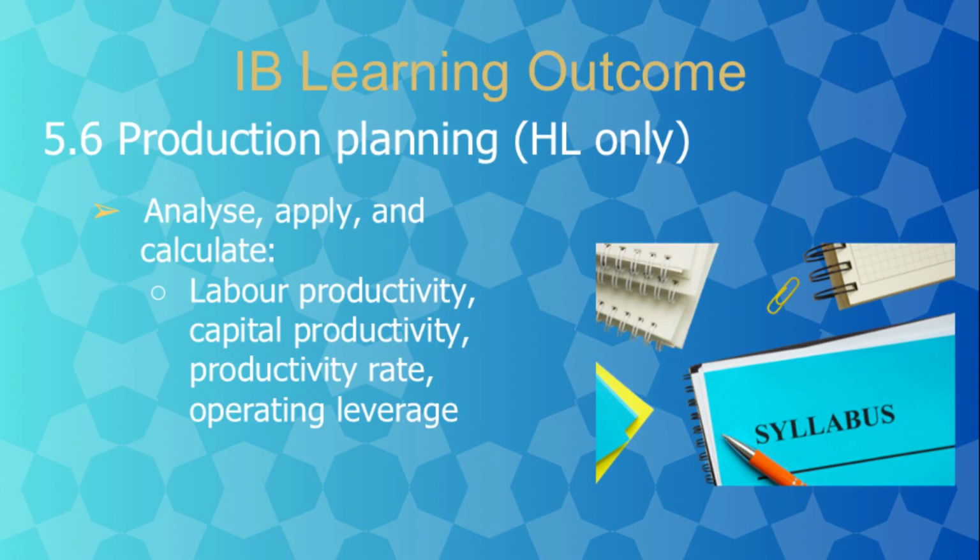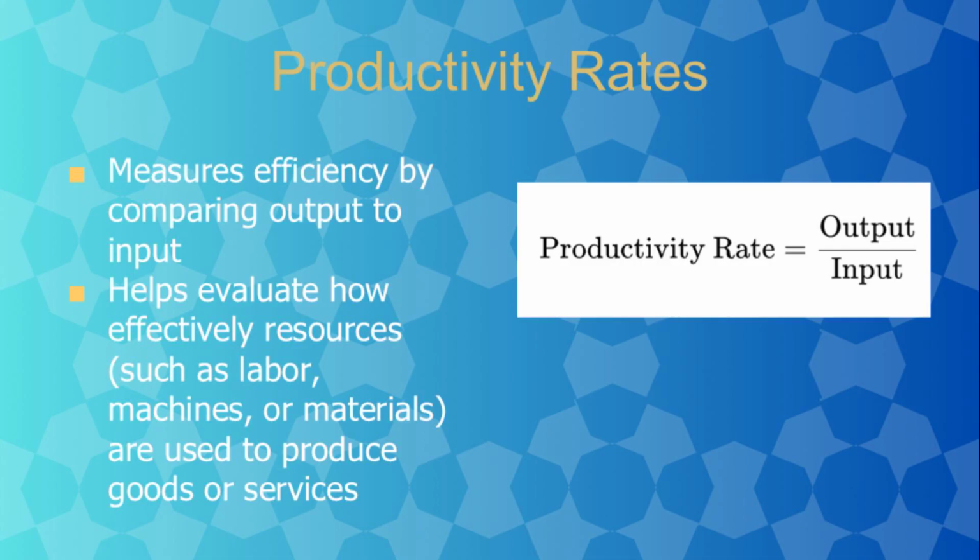Next, we will analyze, apply, and calculate various productivity rates, including labor productivity, capital productivity, and operating leverage. These metrics are essential for evaluating and improving production efficiency. Productivity rates measure efficiency by comparing output to input. They help evaluate how effectively resources such as labor, machines, or materials are used to produce goods or services.